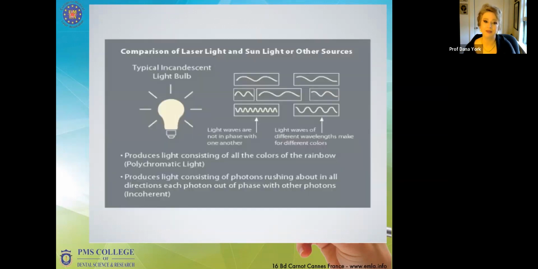laser. Now we compare again the light of a bulb, which is unorganized, and the light of the laser. The light of the laser is coherent, straight and direct like an arrow, and the light of the bulb or the sun is polychromatic.